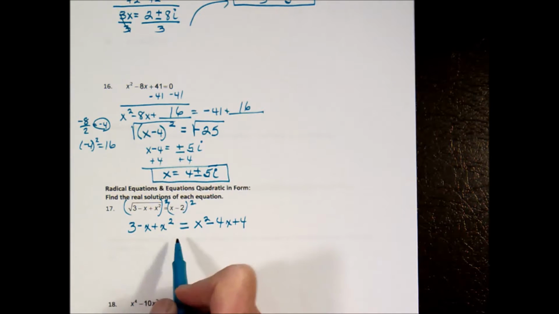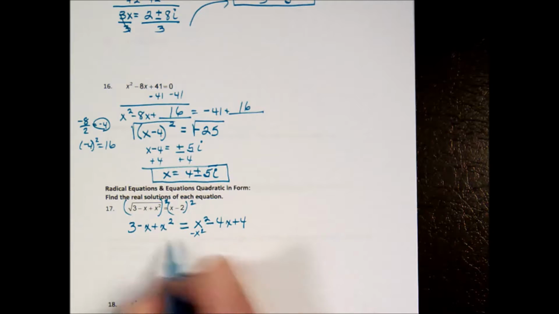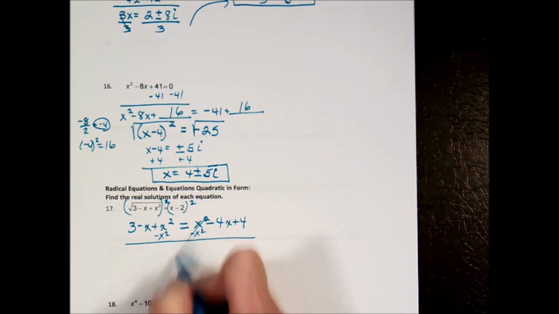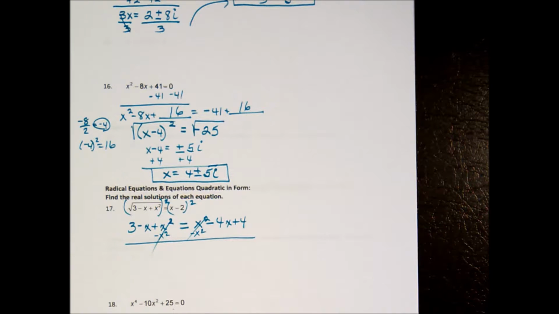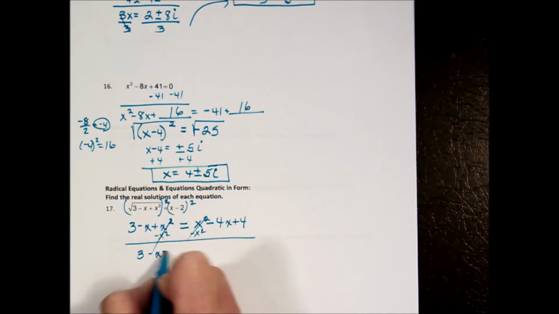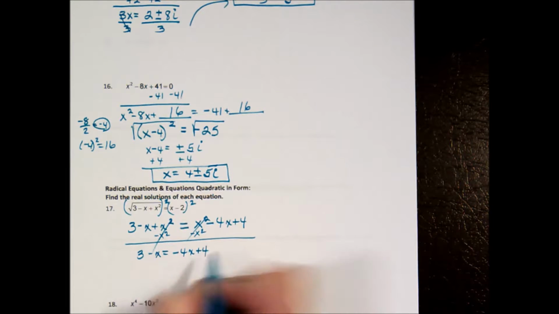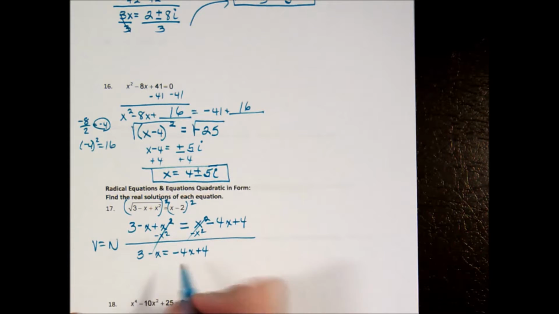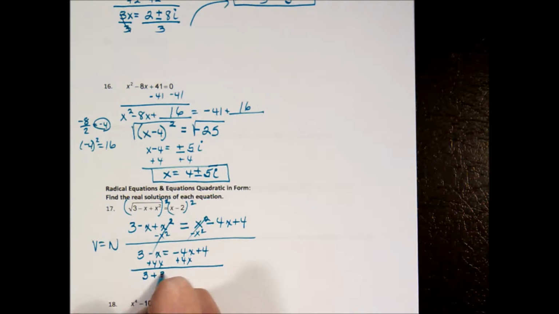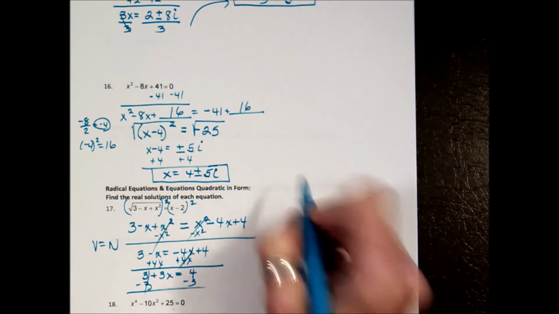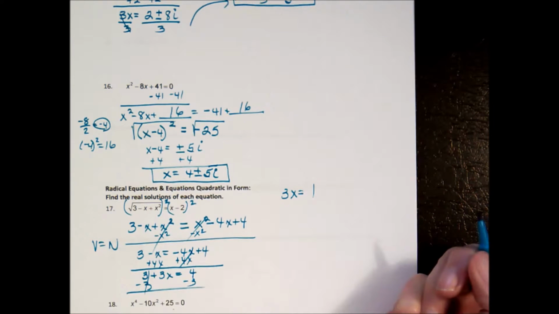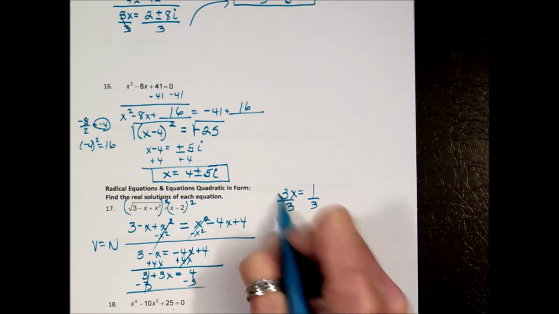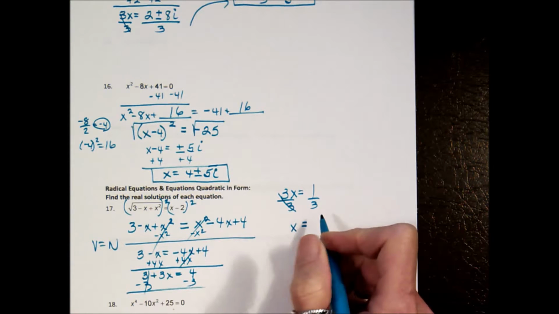Now I want to get things equal to 0, and when I subtract my x squared, you can see what's going to happen. They zero out on both sides. So now I have 3 minus x equals -4x plus 4. This is just a linear equation. So I want to get variables on one side equal to numbers on the other. I am going to add a 4x. That gives me 3 plus 3x equals 4. I'm going to subtract a 3, and I get 3x equals 1. I divide by 3, and I get x equals 1/3.